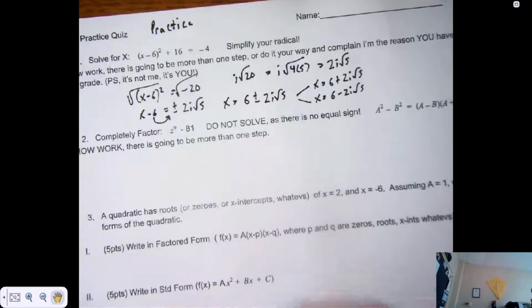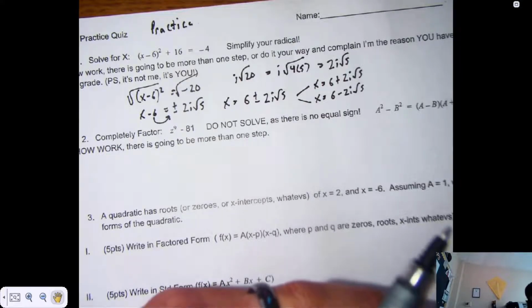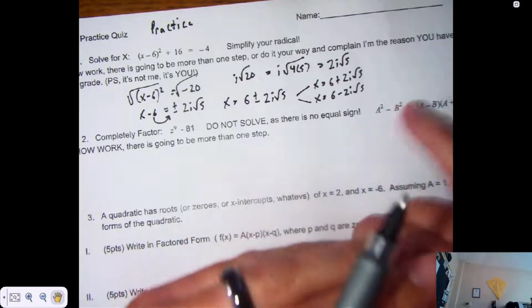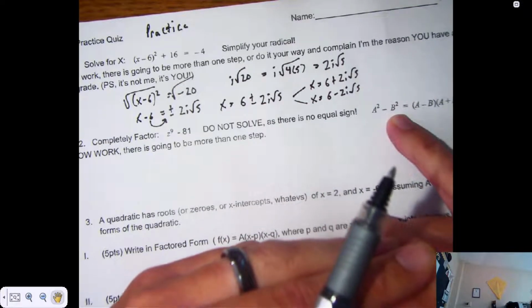All right, number 2 is completely factor, and you're going to have more than one line here because it takes more than one line. I gave you the pattern. It's a special pattern called a difference of 2 squares.